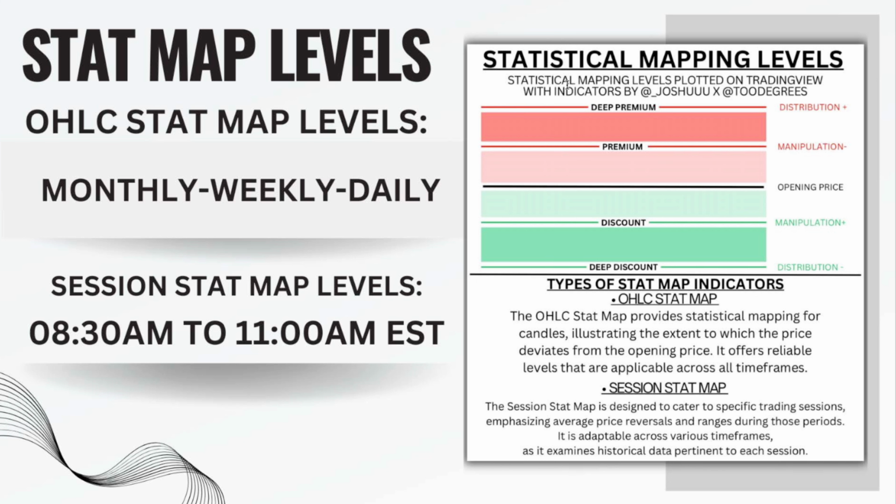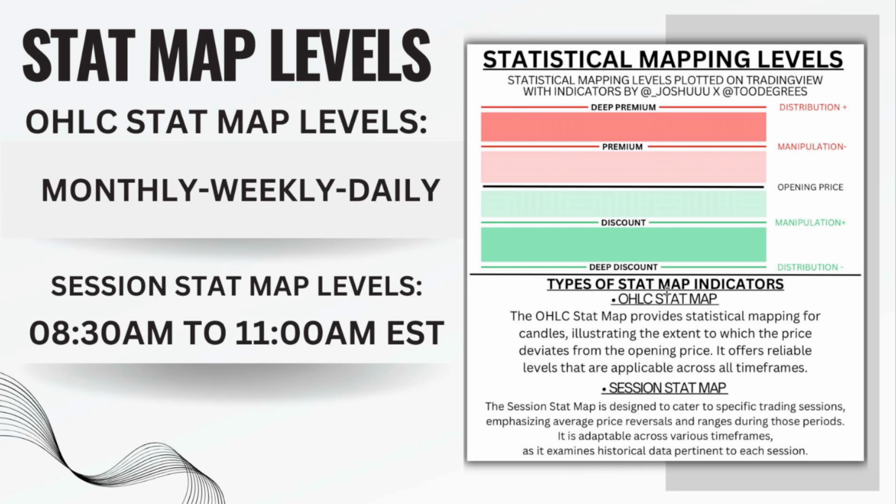So just going over the stat map levels, the stat map levels are plotted onto TradingView with indicators created by @_JoshU and 2 degrees on Twitter or X. The indicator plots 5 levels. As you can see, we have 1 opening price, 2 manipulation levels, and 2 distribution levels. The manipulation levels are going to be either premium or discount. And as soon as we get over to the distribution portion of these levels, that's when we start getting more into deep discount or deep premium.